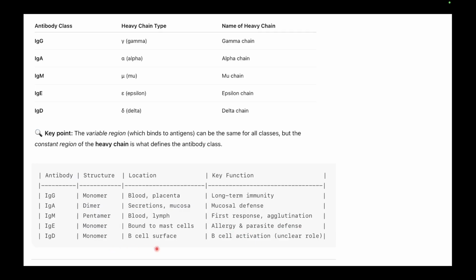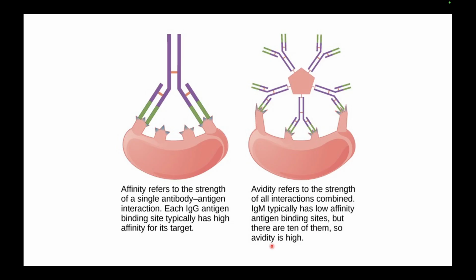IgD is present on the B cell surface as a B cell receptor, and it maybe helps in B cell activation, but it has a very unclear role because IgM and IgD are both present on the B cell surface as receptors.